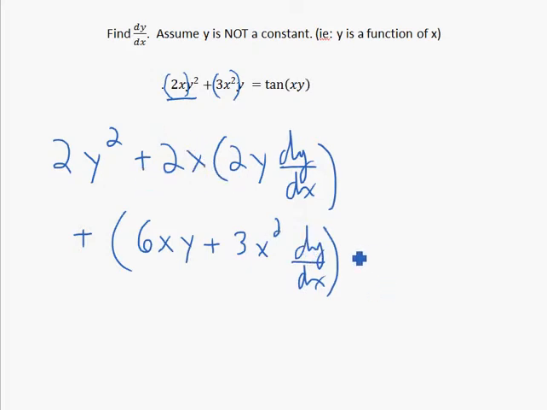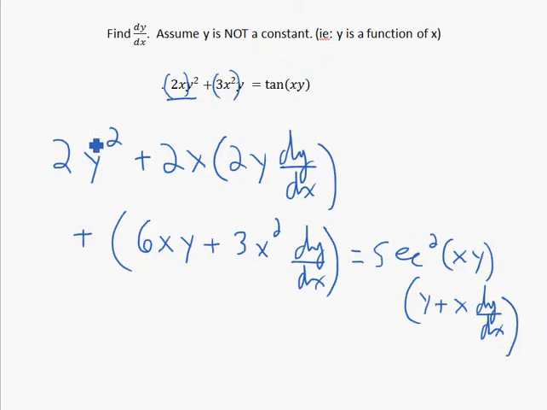And that's going to equal tangent xy. When you derive that, you get secant squared of xy times the derivative of the inside. I'm going to run out of room here, so I'll write it underneath. The derivative of xy is: derive x, you get 1 times y, plus leave x alone, derive y, dy/dx.